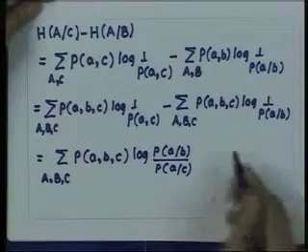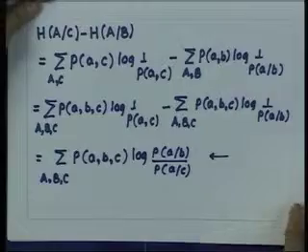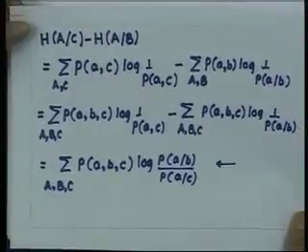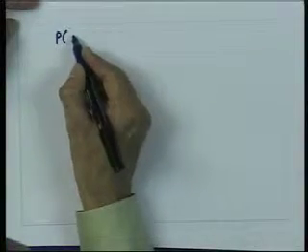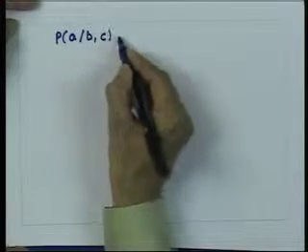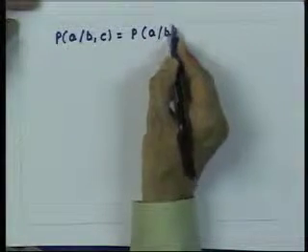Now, in this expression we use the relationship which we just derived, that is probability of A given B, C is equal to probability of A given B.